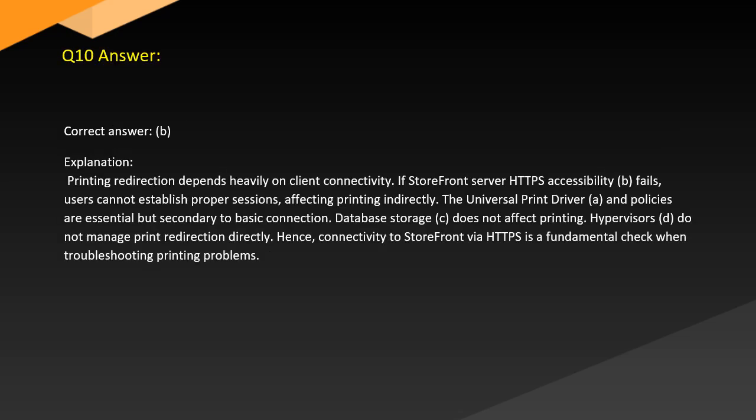Answer. Correct answer: B. Explanation. Printing redirection depends heavily on client connectivity. If StoreFront HTTPS accessibility fails, users cannot establish proper sessions, affecting printing indirectly. The Universal Print Driver, A, and policies are essential but secondary to basic connection. Database storage, C, does not affect printing. Hypervisors, D, do not manage print redirection directly, hence connectivity. StoreFront HTTPS is a fundamental check when troubleshooting printing problems.